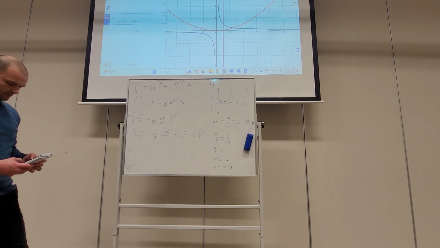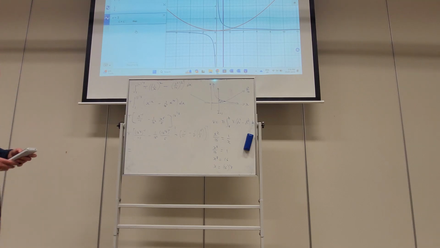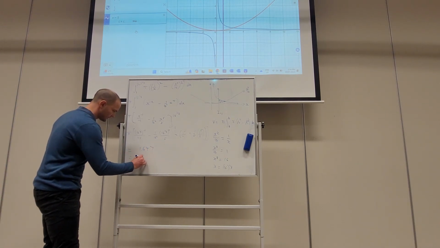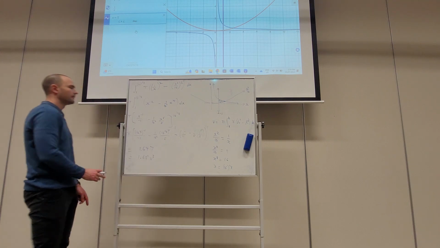From 1 to 16 to the power of 1 on 3 of x to the minus 2, take 1 over 16 squared x to the 4, and then multiplied by pi. 1.647. So 1.65 units cubed. Very good.